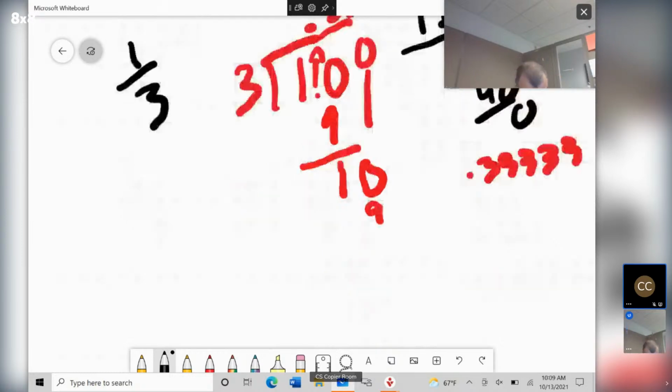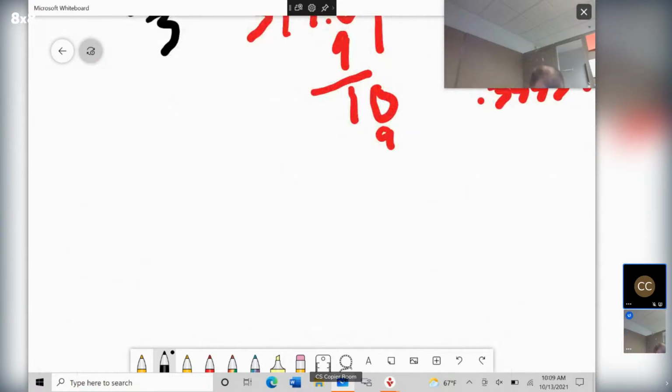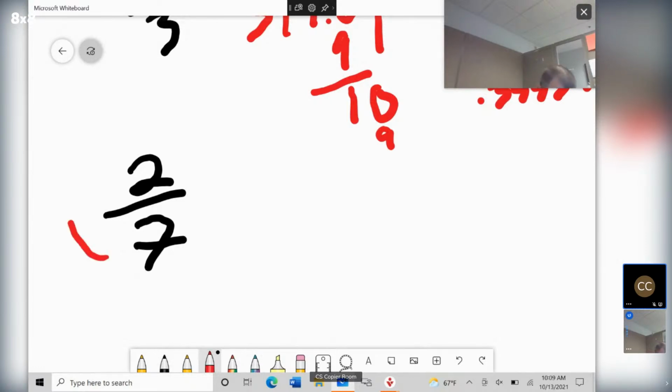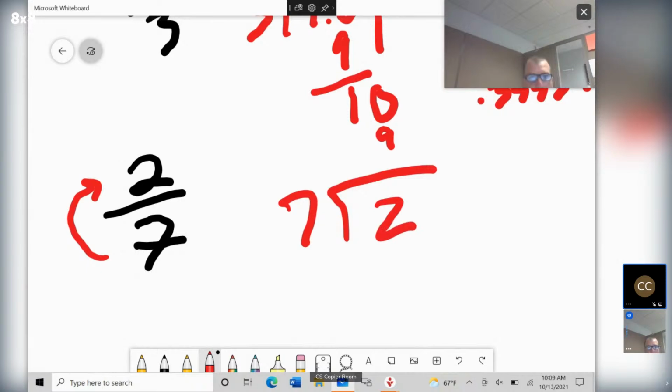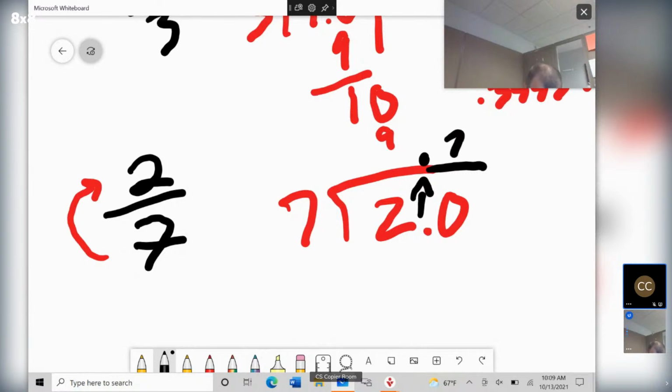Okay. Let's do one more here, you guys. Let's do 2 over 7. Remember, we're going to divide the bottom number into the top number. So we're going to get 7 into 2. We know 7's bigger than 2, so we're going to have to add the 0. We want to bring that decimal up right away. Okay. So 7 goes into 20 2 times. That's 14. 20 minus 14 is 6, so we're going to bring another 0 down.